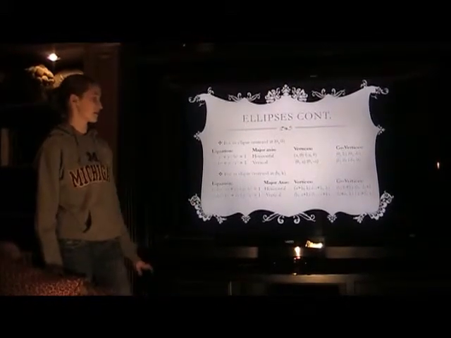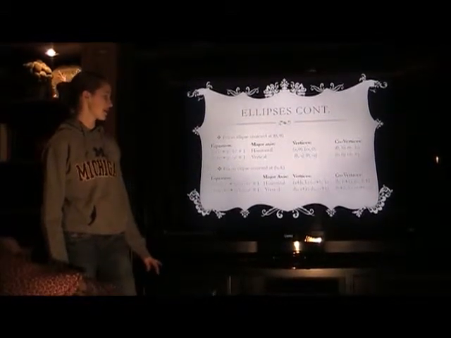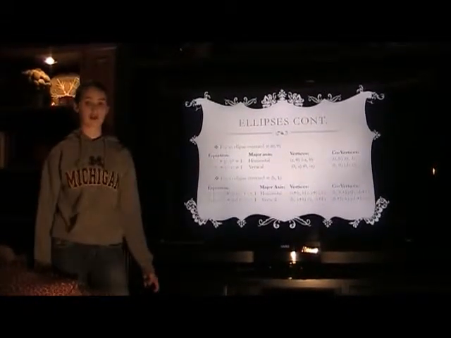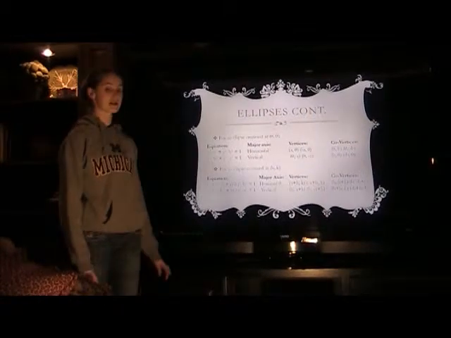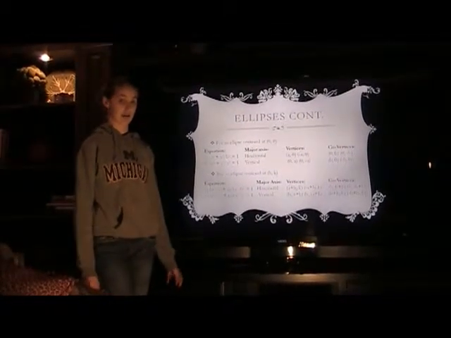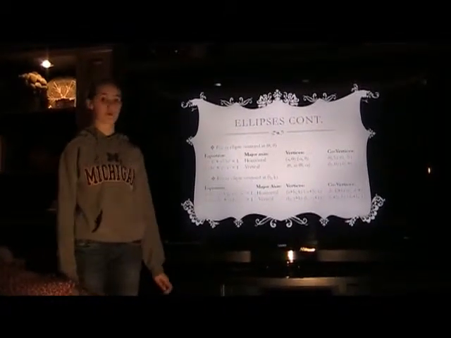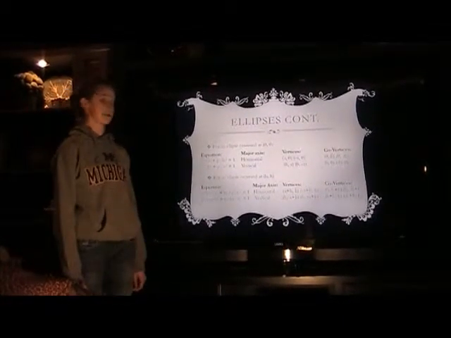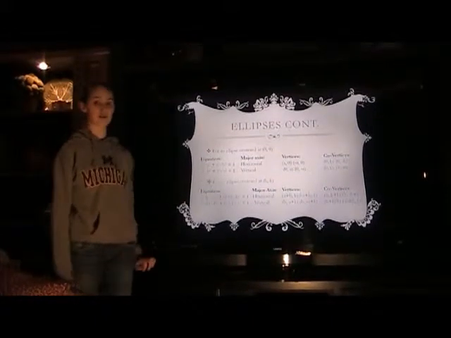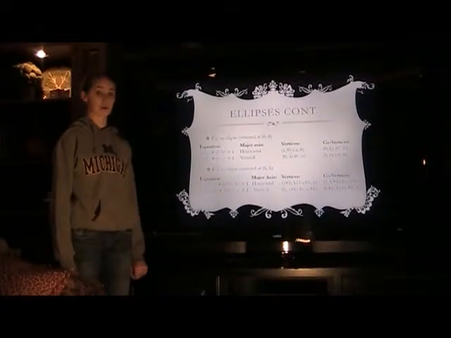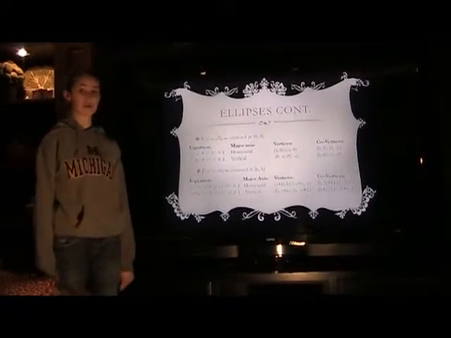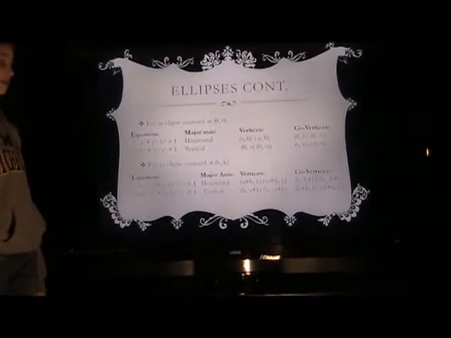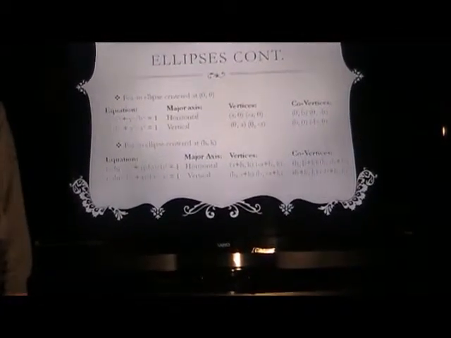For an ellipse centered at (0, 0), the equation is x squared over a squared plus y squared over b squared equals 1 if the major axis is horizontal. The vertices will be at (a, 0) and (negative a, 0), and the co-vertices will be at (0, b) and (0, negative b). If the major axis is vertical, the equation will be x squared over b squared plus y squared over a squared equals 1, with vertices at (0, a) and (0, negative a). The co-vertices would be at (b, 0) and (negative b, 0).